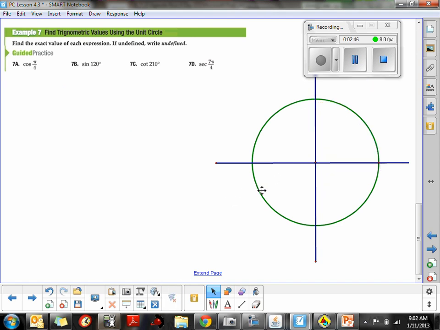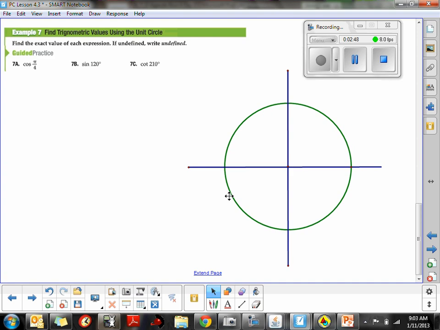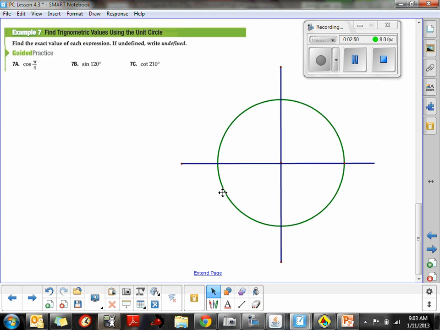Sine of 120 degrees. So we're going to find the exact value of the sine of 120. First thing I want to do is rotate an angle of 120 degrees. So from the positive x-axis, rotate 120 degrees. So to find the sine of 120 degrees, we use our reference angle to help determine that. So if that is 120, I'm going to back that off just a little bit.